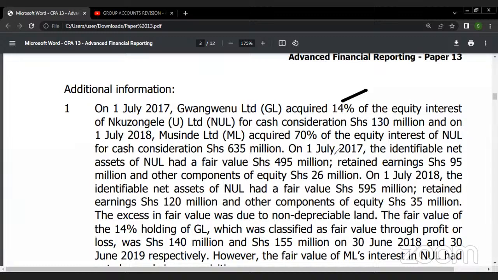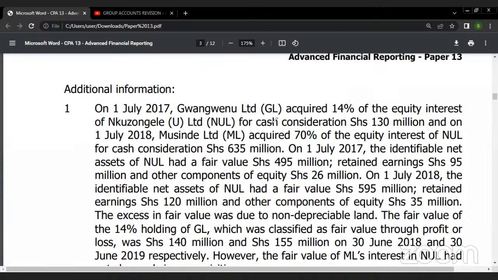Of course, those fair values of the net assets as at that date, you will find that you cannot even use them to calculate goodwill, because you can only calculate goodwill if the parent company has acquired more than 50%. So on 1st July 2017, we cannot calculate goodwill because it is an investment in a financial instrument, so no goodwill should be computed. However, on 1st July 2018, we see that now ML has control over NUL. So in such a case, you can calculate your goodwill on 1st July 2018.